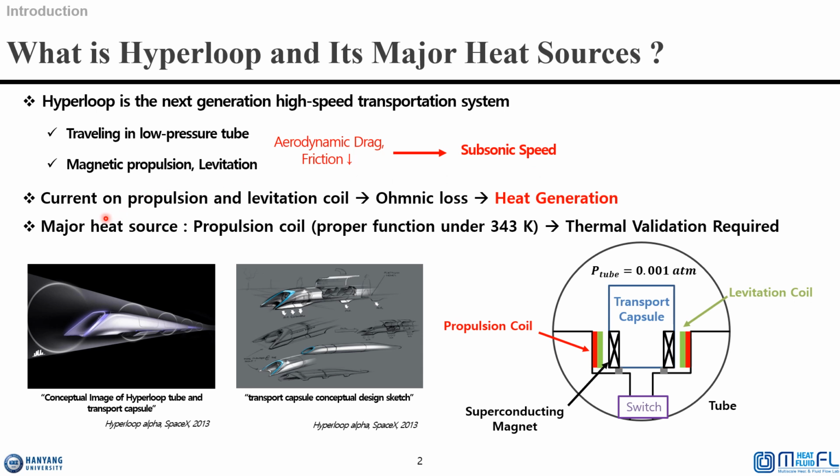To create levitation and propulsion forces, current is applied to the propulsion and levitation coils, leading to heat generation due to ohmic losses. The propulsion coil is the primary heat source, and to ensure normal operation, its temperature must be kept below 333 Kelvin. To achieve this, a comprehensive analysis of system thermal validity becomes essential, and a well-designed cooling system is imperative to regulate the temperature effectively.